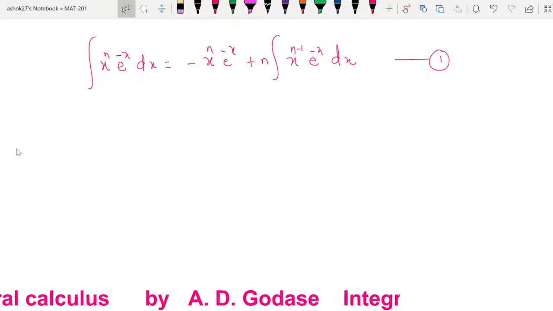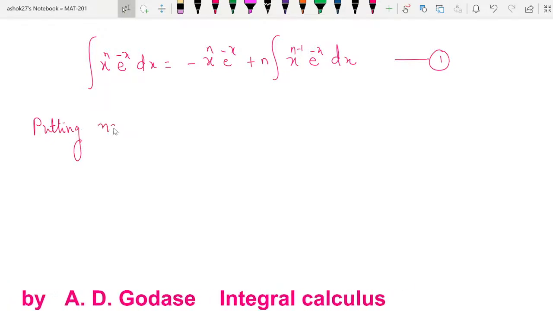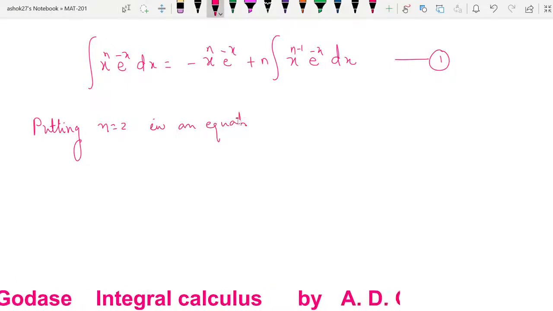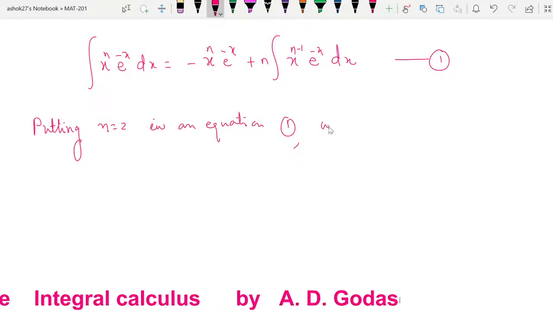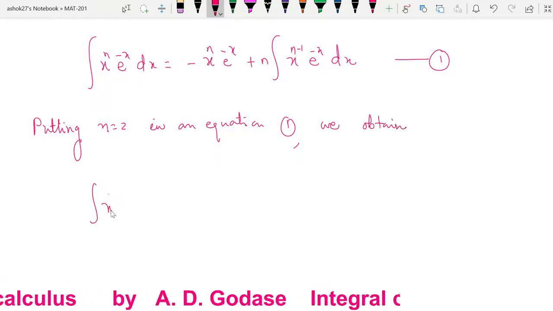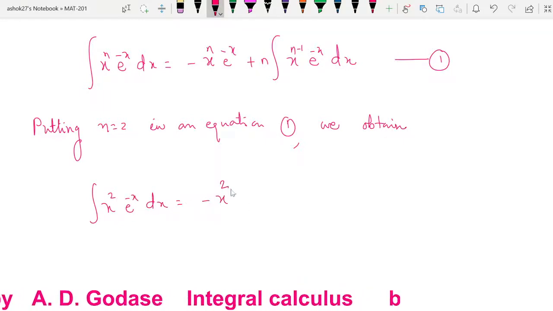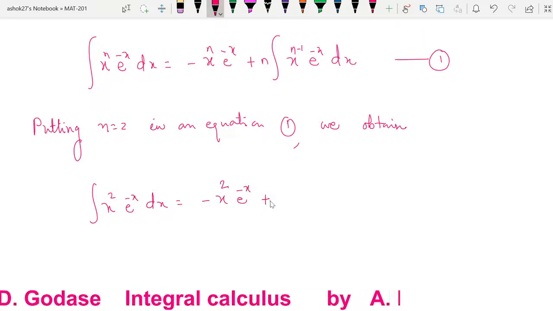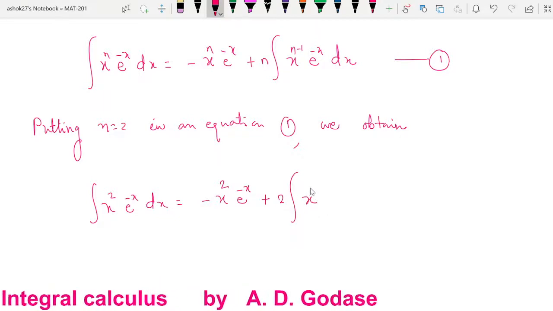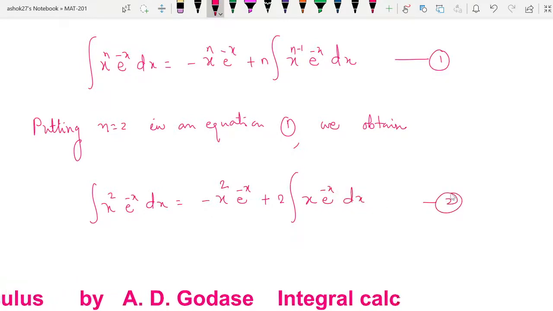So see, putting n equal to 2 in equation 1, we obtain, or we can write, integration of x square e raised to minus x dx will be equal to minus x square e raised to minus x plus, n we are taking 2, so it is 2 times x raised to 2 minus 1, that is x, e raised to minus x dx. So you can call this equation number 2.